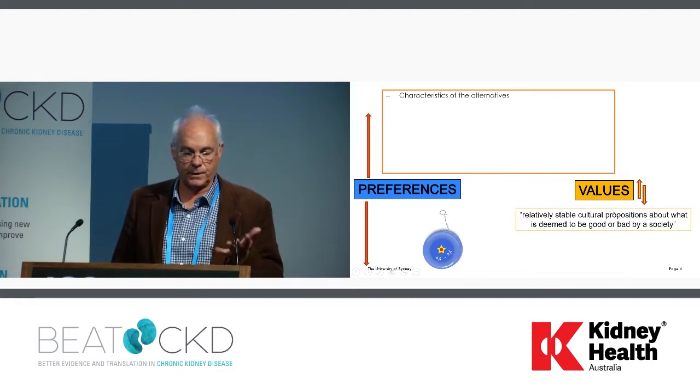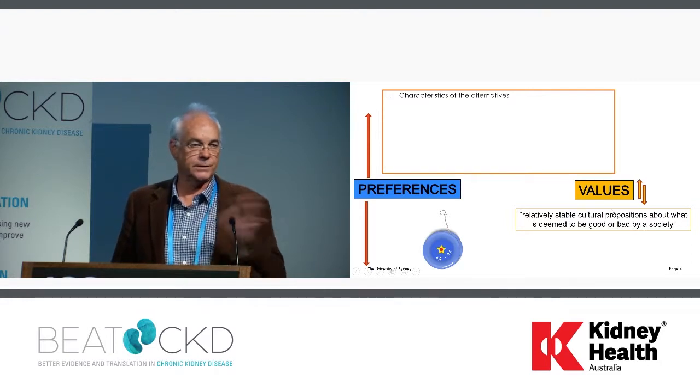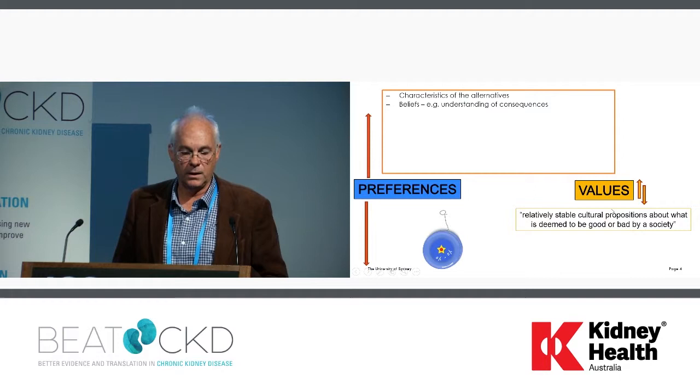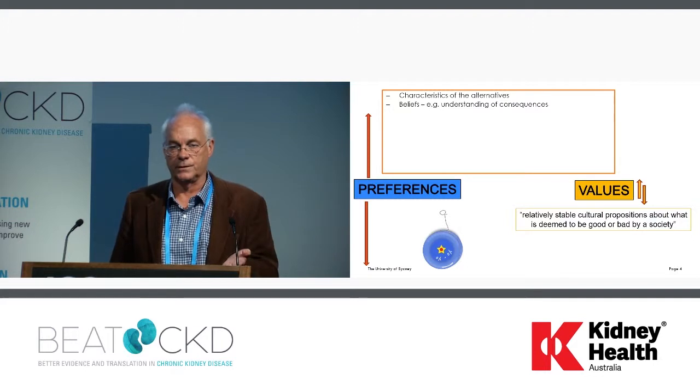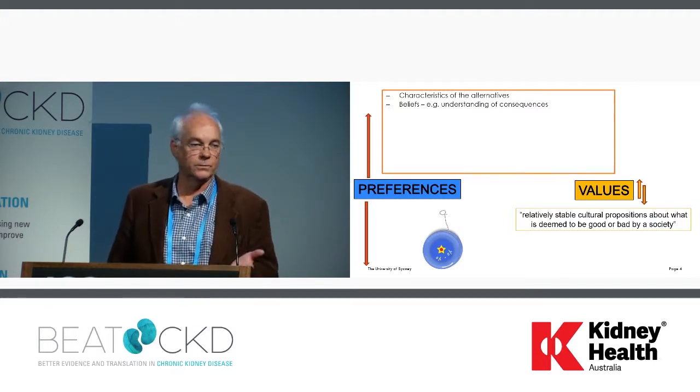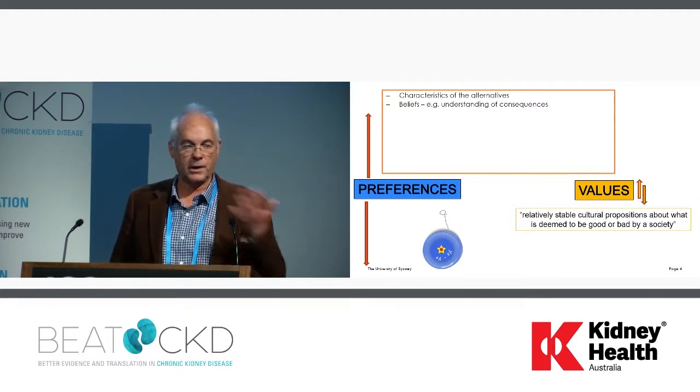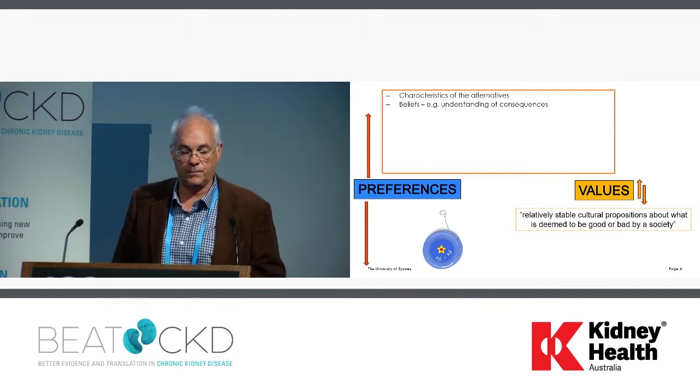Your preferences are going to vary according to the characteristics of the alternatives, the things you're choosing, and beliefs. By that I mean the understanding of the consequences. So do you understand what it would be like to spend your life in a wheelchair, for example, when you've never been in a wheelchair? You might have a view as to what it would be like, but it might be totally wrong.